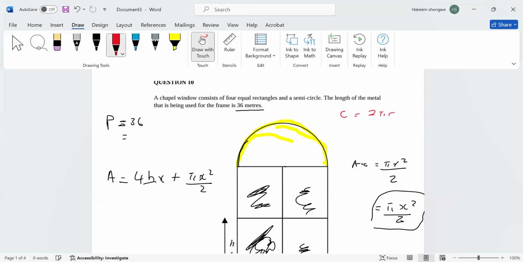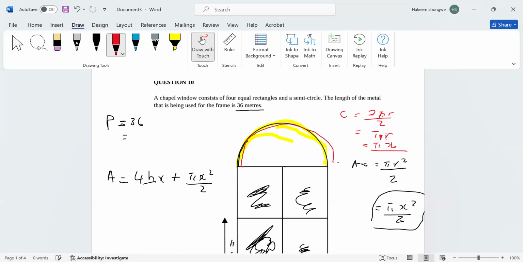But now we're not having a full circle, we're having a half circle. So we're going to divide by 2. If we divide by 2, we're going to have pi r as our circumference. Now we substitute r is x. So we're going to have pi x. So this is the circumference, the highlighted part in here.